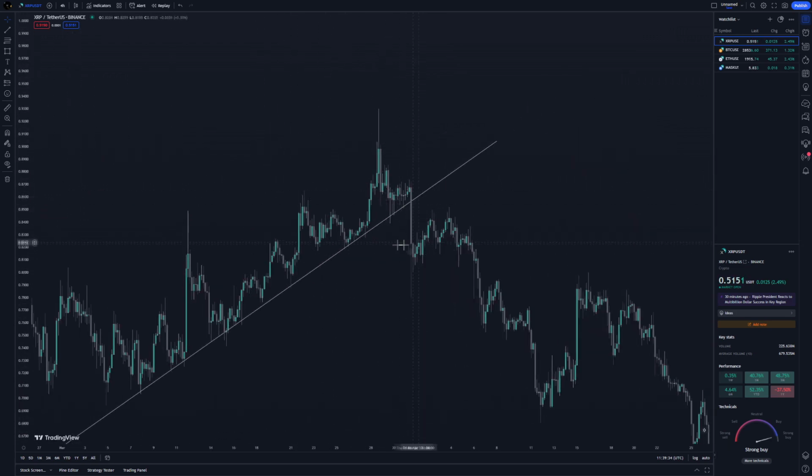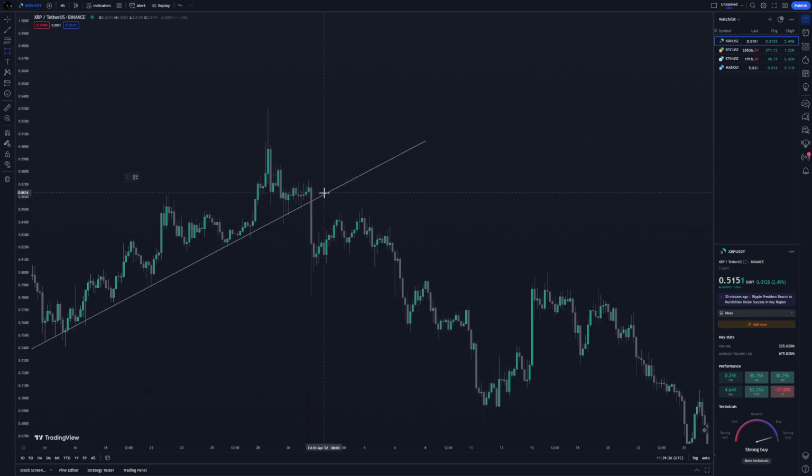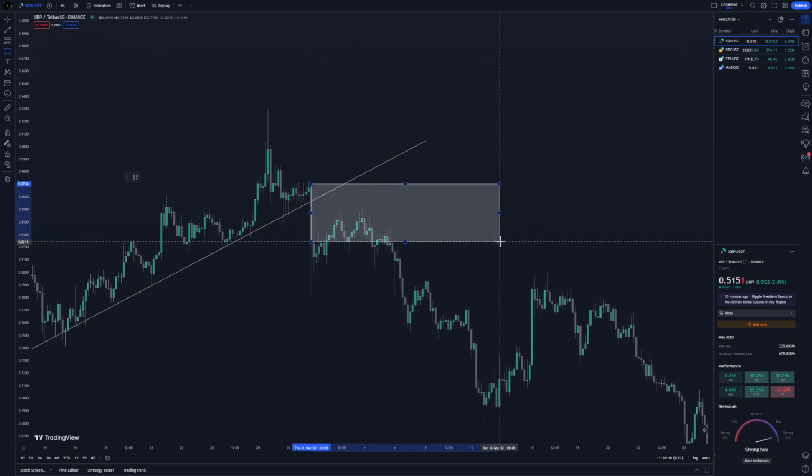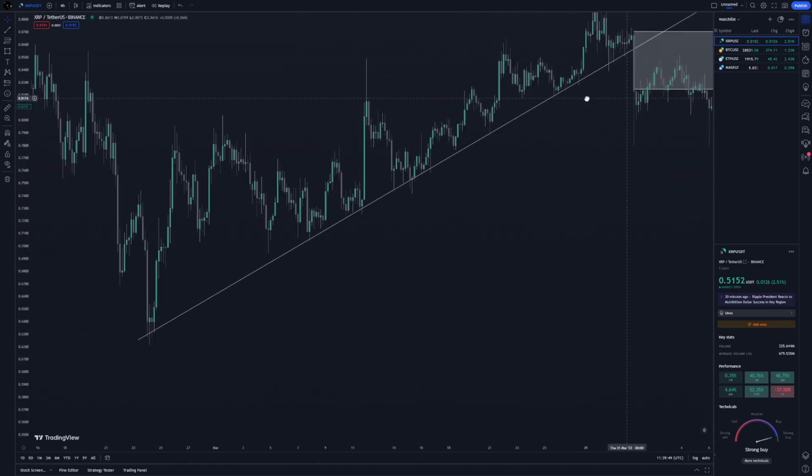Here, on the 4-hour, what do we see? We see this huge red candle. Well, my colors are changed, but this is actually a red candle. It's a down candle. We're going to see this that broke the trend line, right?